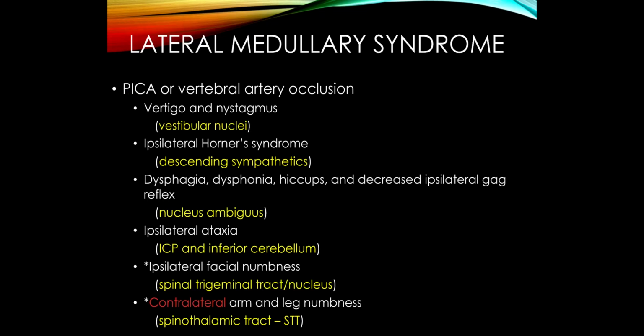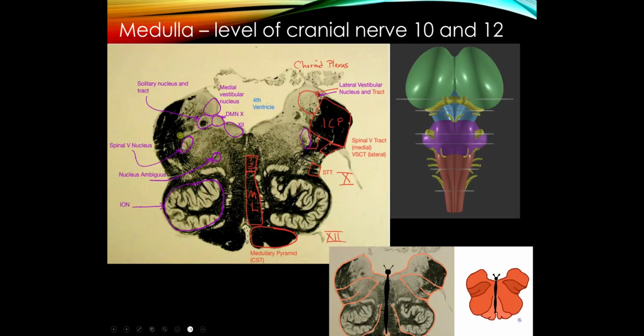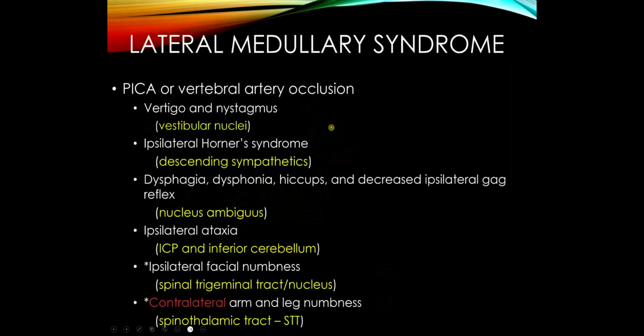Okay, so the reason I think they like to ask about this syndrome a lot is it really tests your anatomy of the lateral medulla. There's so much in the lateral medulla. So let's go through this. First of all, we have the vestibular nuclei that are in the lateral medulla. I just pointed out the vestibular nuclei are right here. And so a lesion there is going to result in vertigo and nystagmus. And that often is the most dramatic presenting symptom of lateral medullary syndrome.